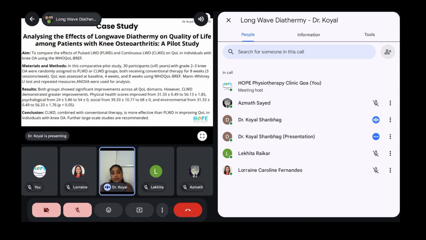Let's see a case study analyzing the effects of long-wave diathermy on quality of life among patients with knee osteoarthritis, a pilot study.